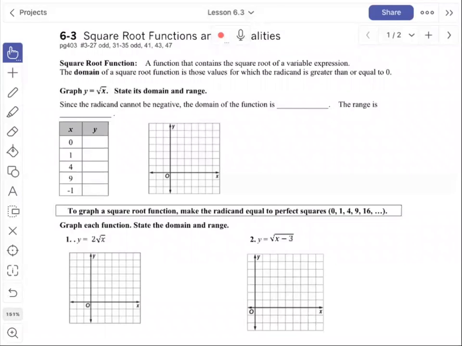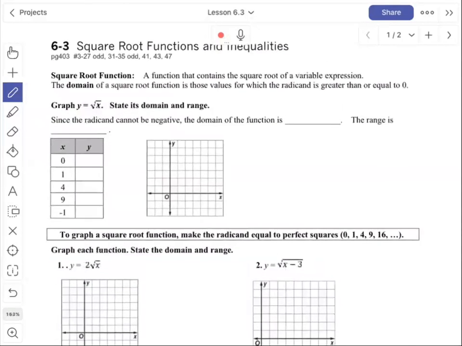All right, so 6.3, we are talking square root functions and inequalities. The first part of our notes today is just about graphing these square root functions and finding the domain and range. The second half of this lesson is basically doing the same thing, but with inequalities. So we're going to have to shade. If you have your shading stuff, you can go ahead and grab that too. That'll be helpful with the second half of our lesson today.